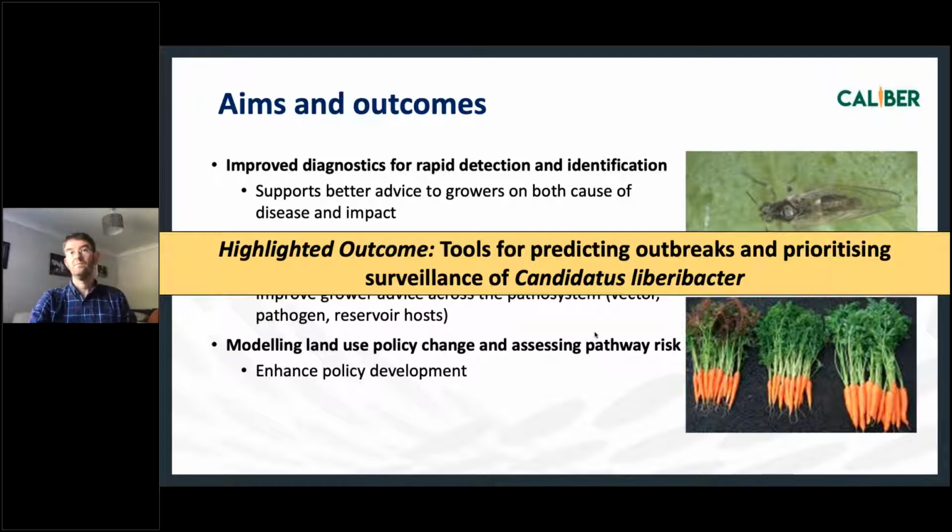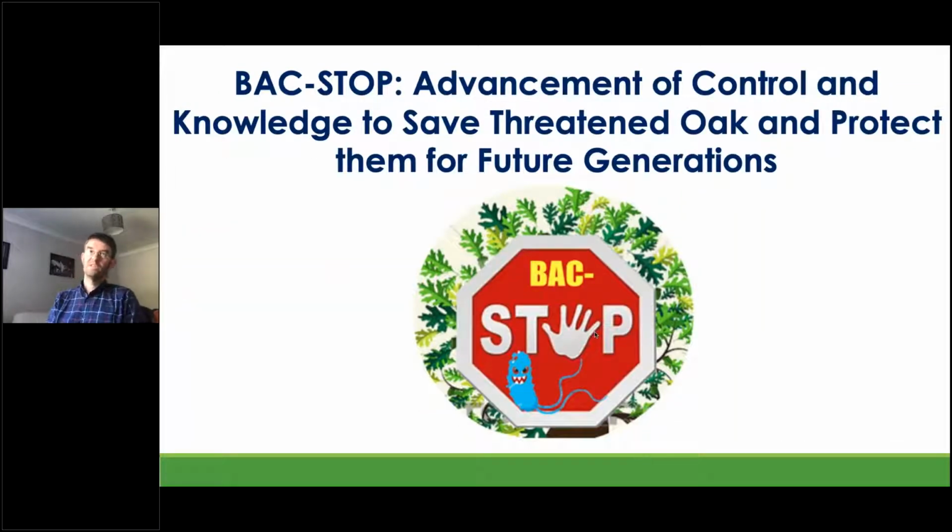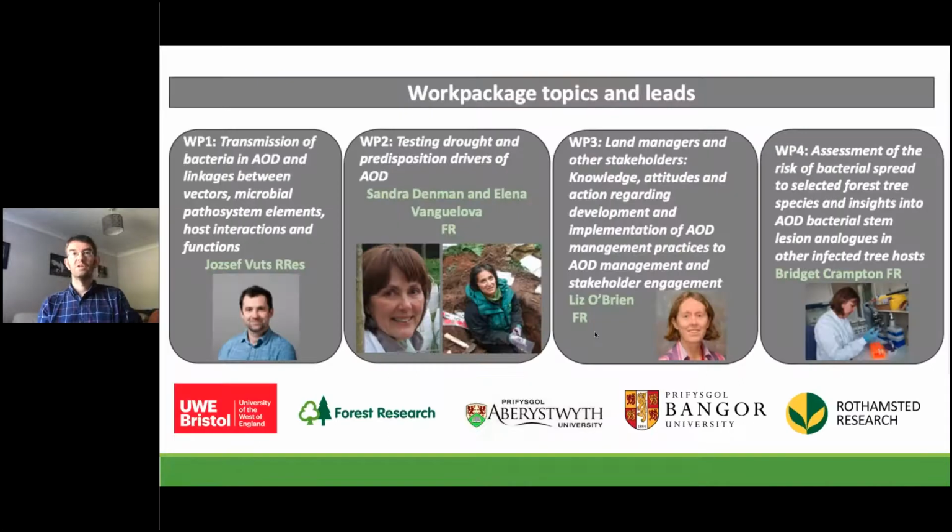bacterial infection. So the next project is the Backstart project, and this is related in that there's also an insect aspect to this. There's a beetle that vectors this bacterial disease, and the bacterial disease in this case is acute oak decline. This project is led by Sandra Denman, who works at Forest Research, and it looks really across the gamut for those areas involved with acute oak decline. In work package 1, they'll be looking at the interaction between the beetle vector and the bacteria, looking in detail at that pathosystem, but also then looking more broadly.